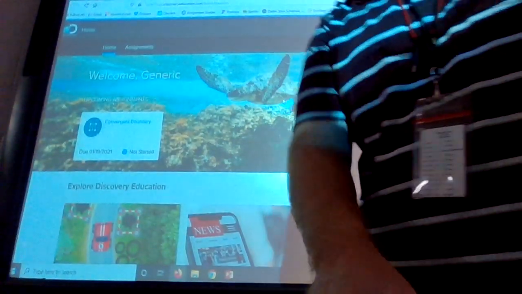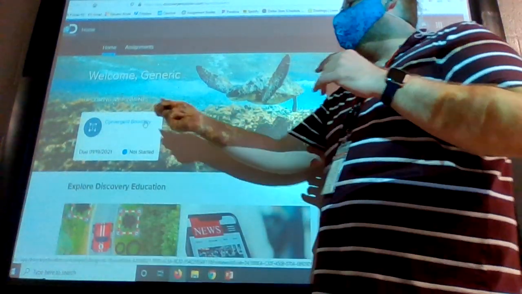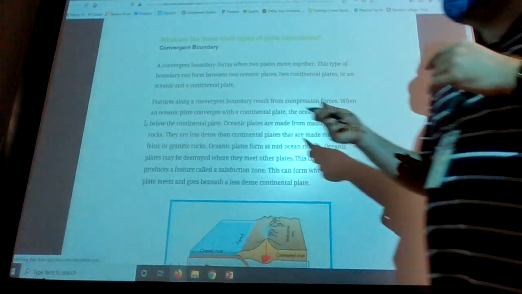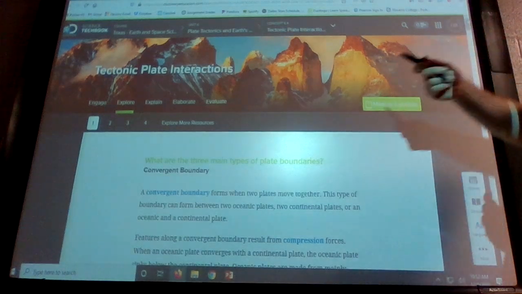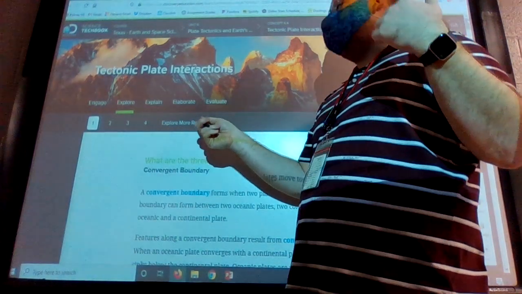We've done this enough now. Y'all are all familiar with it, but I cannot assign the exploration. So click on the reading. It takes you to the chapter. Click on Explore More Resources.